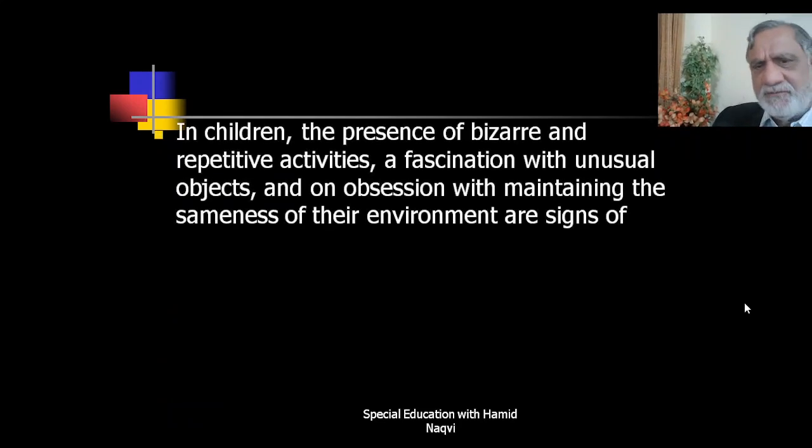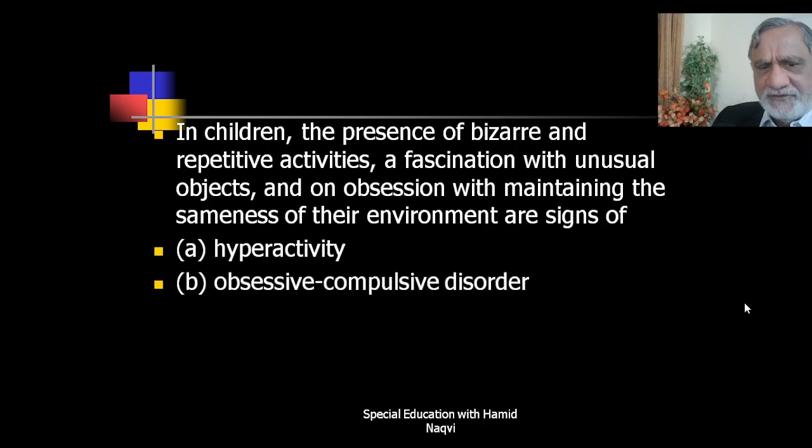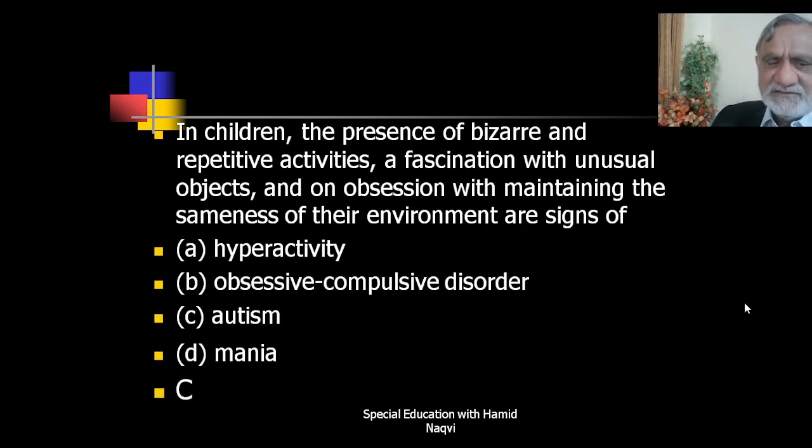In children, the presence of bizarre and repetitive activities, a fascination with unusual objects, and an obsession with maintaining the sameness of their environment are signs of hyperactivity, obsessive compulsive disorder, autism, or mania. Correct one is C, that is autism.